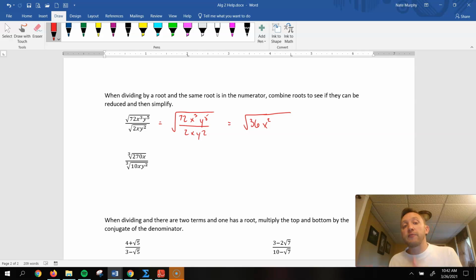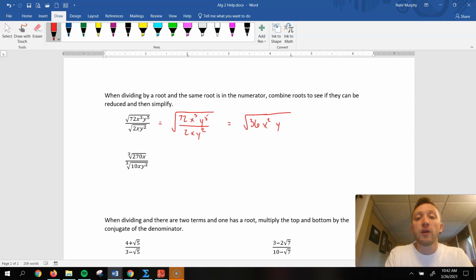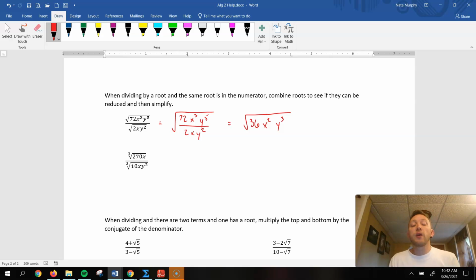And with y to the 5th and y squared, sorry, that squared is not very good here. There we go. That y to the 5th and the y squared, again, they're the same base, we would subtract the exponents. So 5 minus 2 would be 3, so we would have y cubed there. So now we want to see what we can do to simplify this.